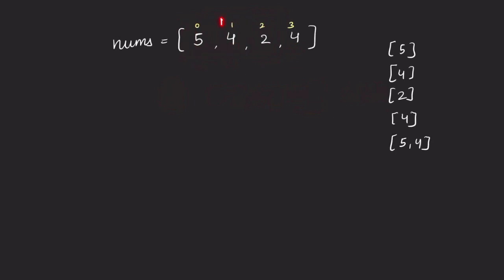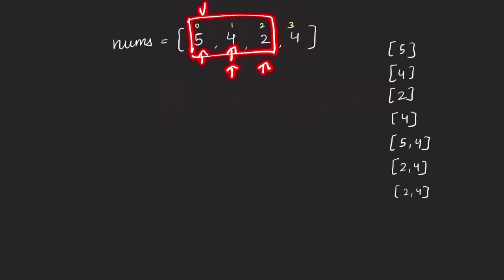Then if we consider the next length 2 subarray, this is 2 and 4. This is also valid, the difference is 2. Then next is this one, which is also valid, so it will also be counted. Then if we see all the subarrays of length 3, one is this one here. 5 and 4 are okay, 4 and 2 are okay, but 5 and 2 is not okay because the difference is 3. So we cannot count this.